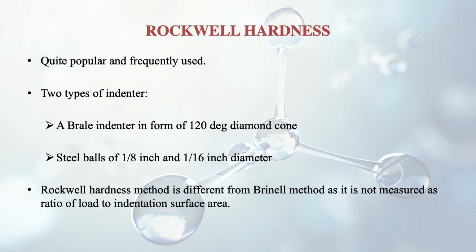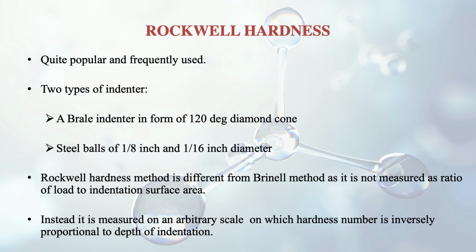So the Rockwell hardness method is different from the Brinell method as it is not measured as a ratio of load to indentation surface area. In case of Brinell hardness, what we were doing was applying a load and an indentation was created on the surface. But in the case of Rockwell hardness, this thing is not there. Then what is there as such?